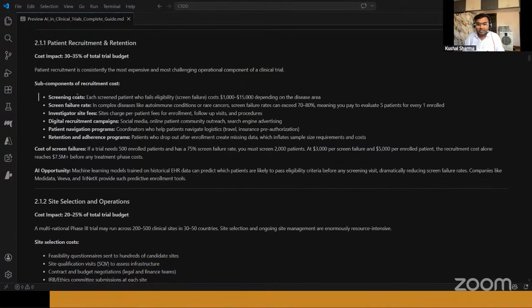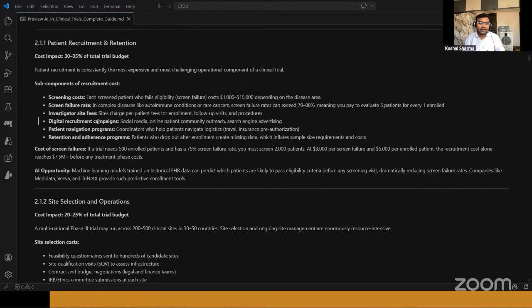So, screening cost. Each screened patient who fails eligibility, that is screening failure, costs $1,000 to $15,000 depending on the disease area. In complex diseases like autoimmune conditions or rare cancers, screen failure rates can exceed 70 to 80%, meaning you pay to evaluate 5 patients for every one enrolled patient.